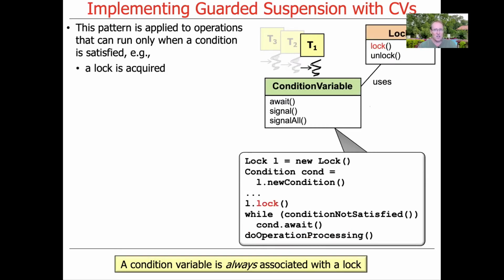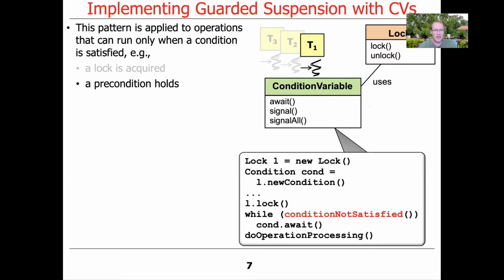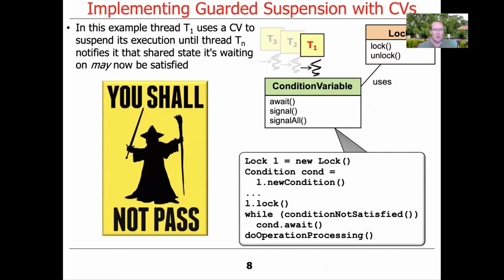Again, the conditions we have to satisfy: first, we have to be able to acquire the lock, and keep in mind that you could have multiple threads contending for the same lock, so it might be locked when you go to try to get it. If it's locked, you just have to wait for the lock to be available. A condition variable is always, always, always associated with a lock. Very, very important thing to remember. The second thing that has to happen in order to make forward progress is that a precondition must hold. While the condition is not satisfied, you can't make forward progress.